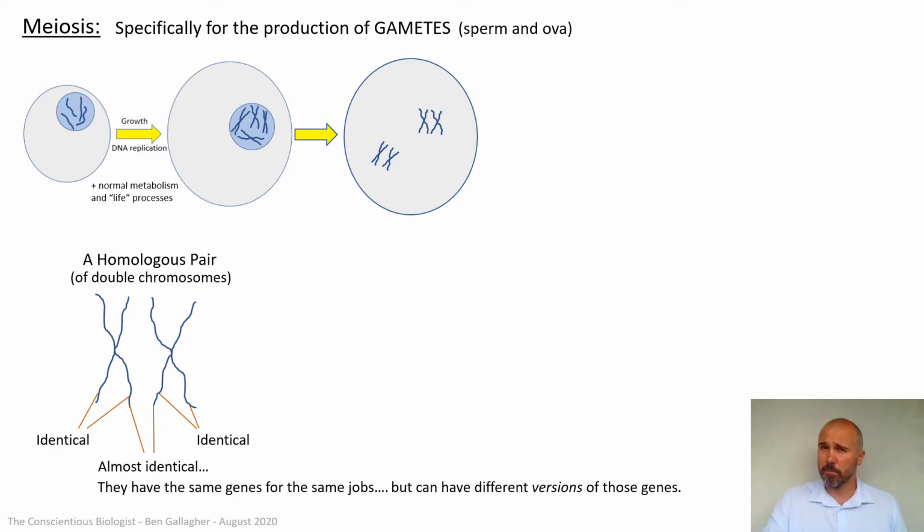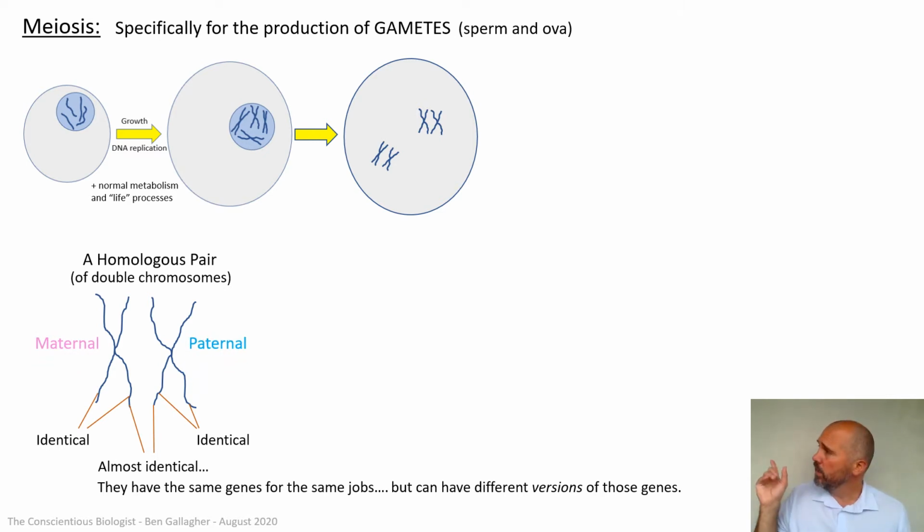Going back to the insulin one, the homologous pair nearest to me, both its parts might have a functional insulin gene. On the far one, both its parts might have a non-functional insulin gene, which would cause diabetes. So they've both got an insulin gene, but one works and one doesn't. So they're different versions of the same gene. That's what we're talking about with homologous pairs. Let's carry on with the process.